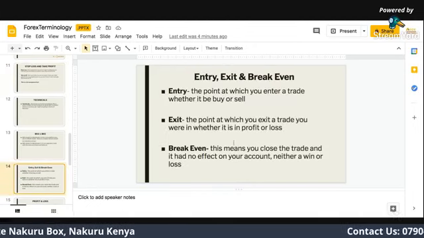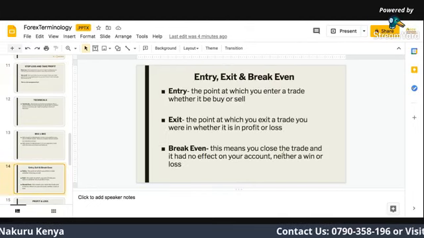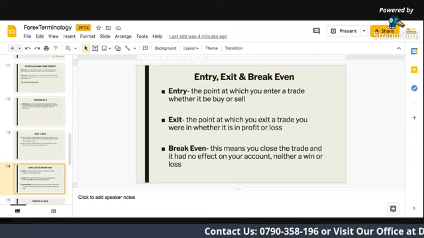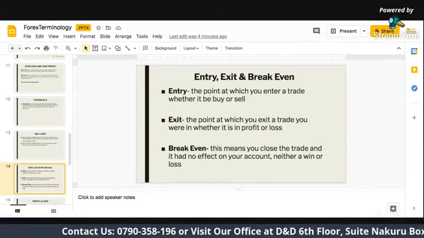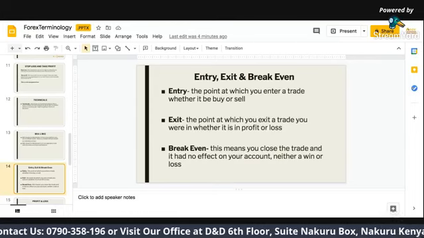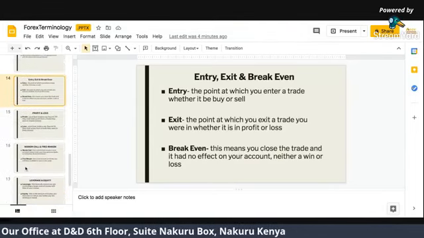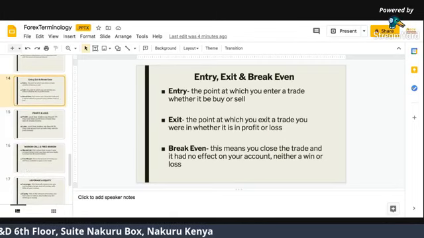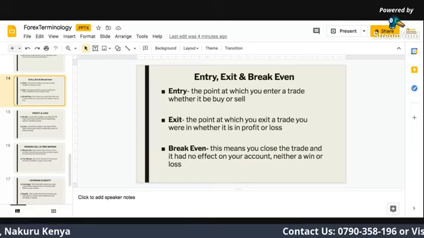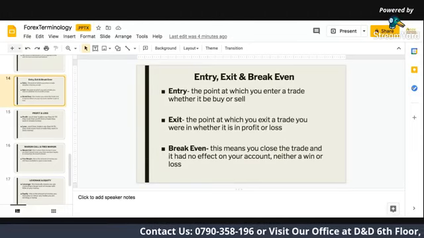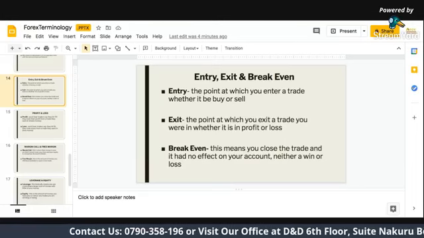And then we have break even. This means you close the trade and it had no effect on your account, neither a win nor a loss. Remember, when you're in the trade, maybe it has moved something like 20 pips. We have already covered pips, so I believe you already know what a pip is. If it has already moved 20 pips, you put your stop loss at break even. That means even if this trade goes against your analysis, you will neither win nor lose.